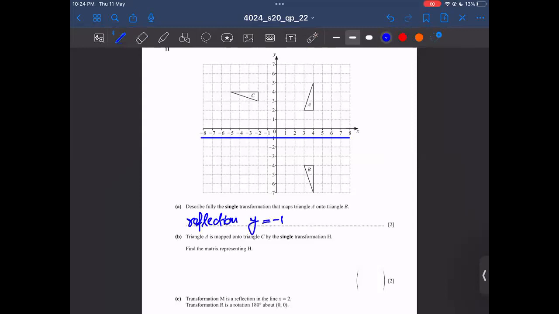Then we have triangle A is mapped onto triangle C by single transformation H. It says A goes to C by a transformation H. Find the matrix of this transformation. So you can just see that this is the rotation, 90-degree clockwise rotation. This is 90-degree clockwise rotation.